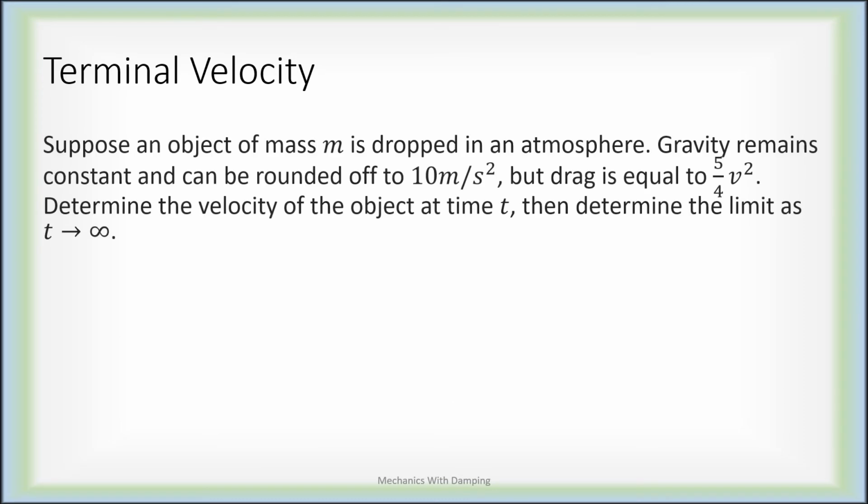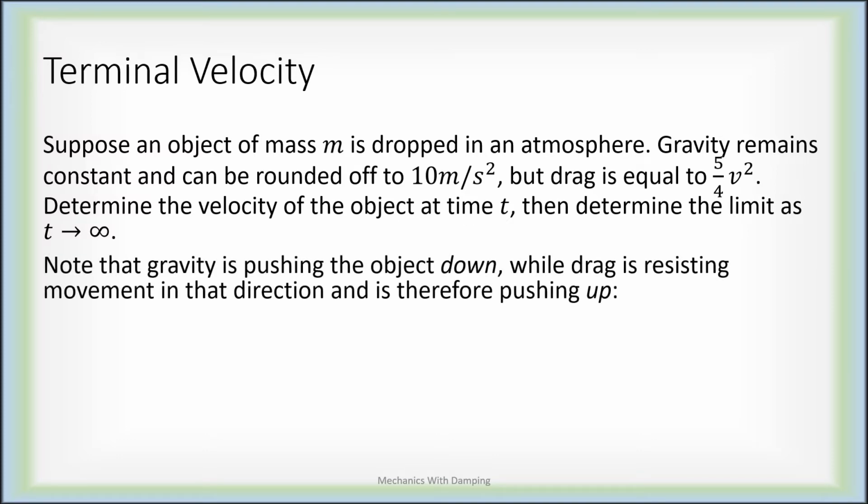Now we're going to take a look at something known as terminal velocity. Suppose you've got an object with mass m, but we're not dropping it in a vacuum, we're dropping it in some sort of atmosphere. Gravity is going to be constant, and for convenience, we're going to round it off to 10 meters per second squared. However, since we're in an atmosphere, there's now a drag force. We have to push air out of the way as we move, and the corresponding drag is going to be 5/4 times the velocity squared. Determine the velocity of the object at time t, and then what is the limit as t goes to infinity.